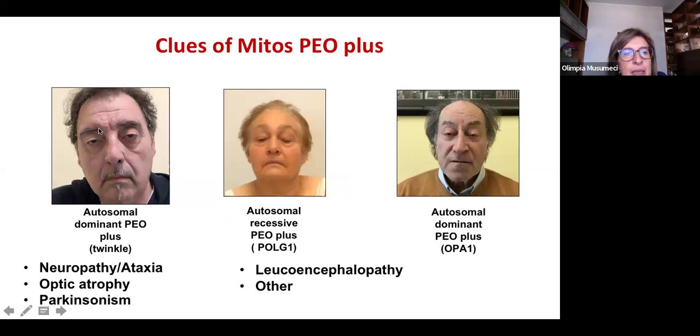The first patient is a patient with a form of autosomal dominant PEO, and this patient, besides the PEO, has a neuropathy with an ataxia. The second patient is a patient with a POLG variant, where PEO is associated also with leukoencephalopathy. And the third one is a patient with a PEO where the ophthalmoplegia is associated also with optic atrophy and is due to an OPA1 variant, and also Parkinsonism.